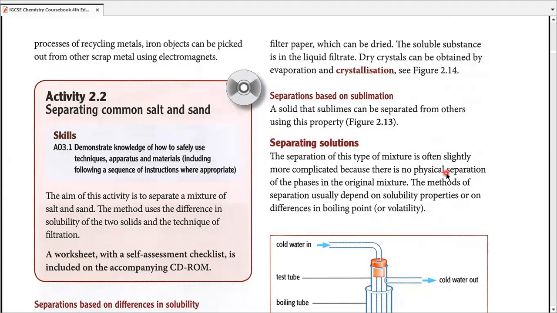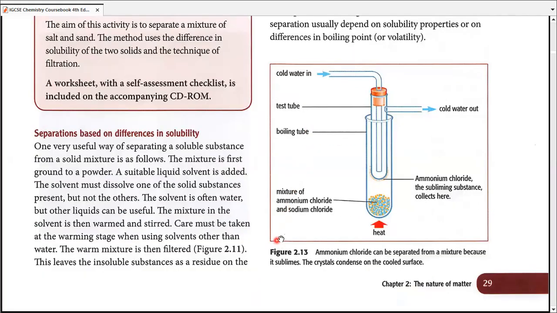So, separating of solutions. Separating the soluble solutes from solutions is somewhat different. ठीक है. इस केस में हम जो biggest property use करते हैं वो boiling point होती है. ठीक है. Boiling point is a very good property that can be manipulated to separate solutions.